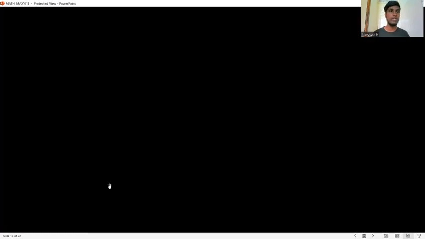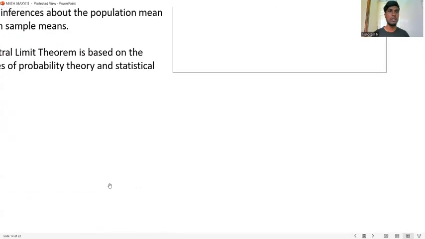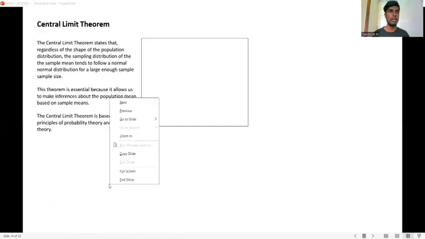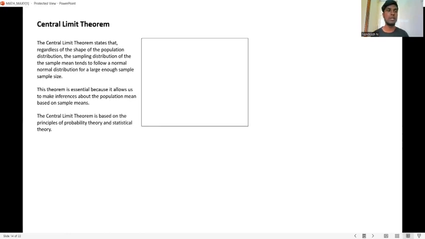Central limit theorem. The central limit theorem states that regardless of the shape of the population distribution, the sampling distribution of the sample mean tends to follow the normal distribution for large enough sample size. This theorem is essential because it allows us to make inferences about the population mean based on sample means. The central limit theorem is based on the principles of probability theory and statistical theory.